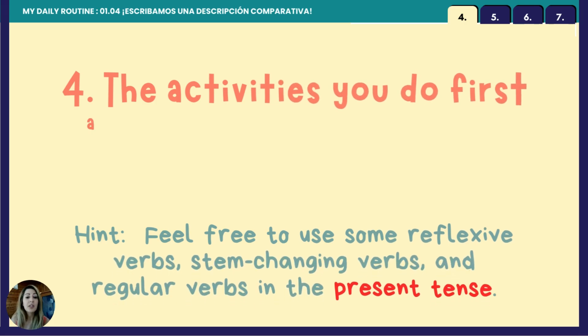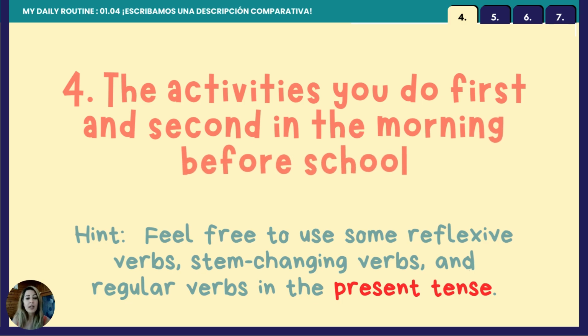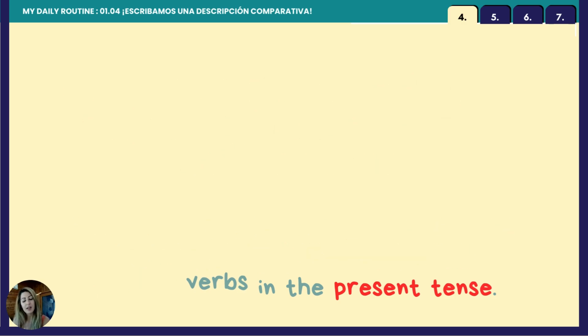Número 4, include the activities you do first and second in the morning before school. So in this case, you can use any kind of verbs, regular, stem changing, irregular, reflexive verbs in the present tense. The reflexive verbs are going to be key in this part of your assignment because these are going to be routine activities. And these routine activities that are performed in the day are things that one does to oneself.